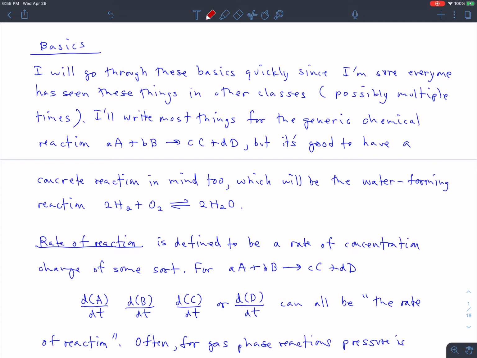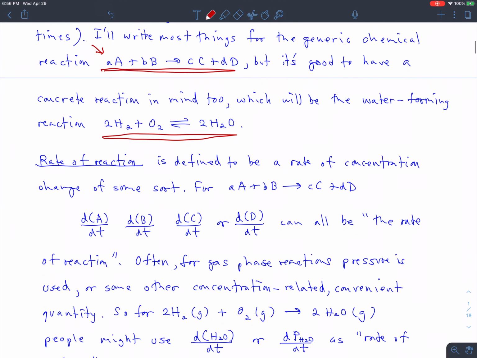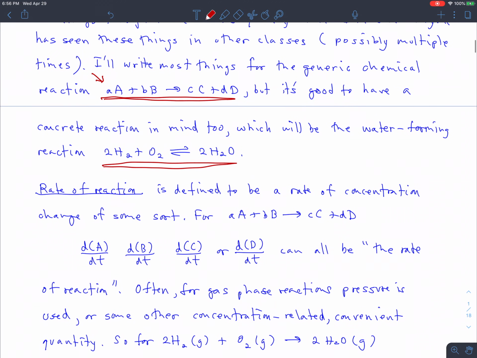In order to go through this section, it is useful to have a couple of standard chemical reactions in mind. When we're talking about general cases, I'll use this standard abstract chemical reaction, aA plus bB goes to cC plus dD. And when we want a really concrete example, for the most part, I'll use this water-forming reaction, 2H2 plus O2 goes to 2H2O.